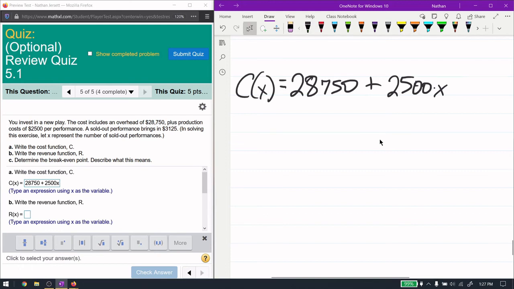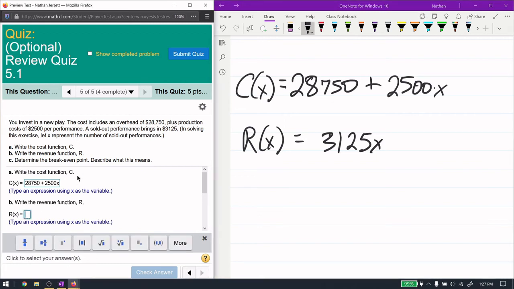The revenue function is how much do you bring in for performances, and we know that X is the number of sold out performances. It says a sold out performance brings in 3125. So if you sell out 10 performances, you're going to bring in revenue of 3125 times 10. If you sell out X performances, you're going to bring in 3125 times X. So that's the revenue function, 3125X.